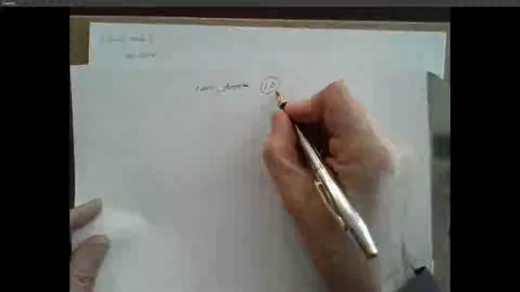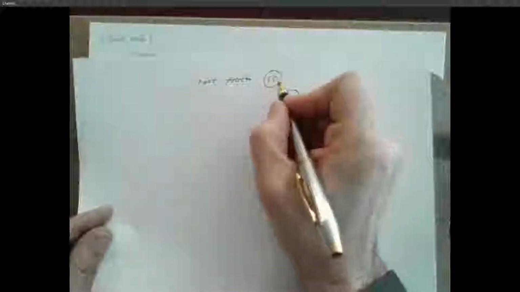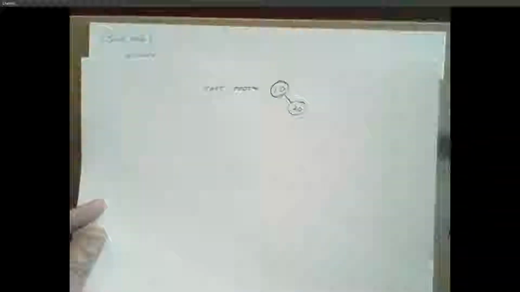Just going to have a 10 node. Okay, if we say insert 20, it's going to say is 20 bigger than 10? Yes. Is the right child of T null? Yes, so it's going to create a new node and put it on the right. So now our tree is going to look like that, but root is still going to be this node.